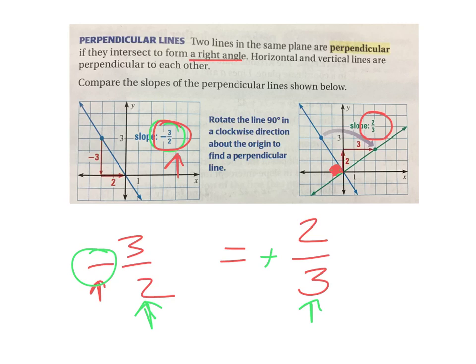Same thing works if the slope's a whole number. If I have plus 3 as my slope, what's the opposite, first of all? Negative. And then I would flip it. So this is technically over 1, so it would be 1 over 3.